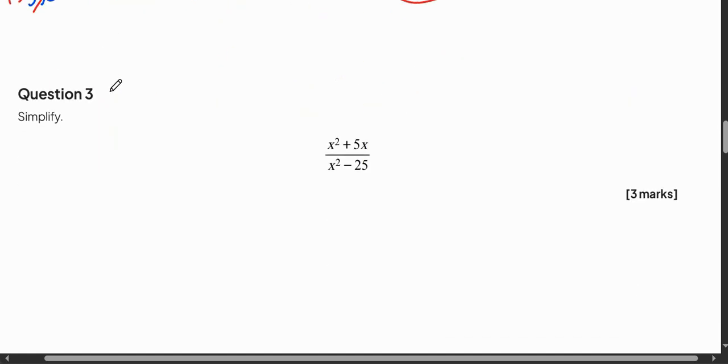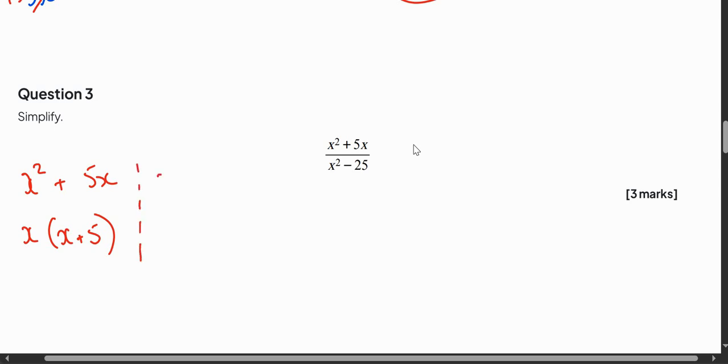Now many students have difficulty in this question. X square plus 5x upon x square minus 25. Look, my recommendation is for you guys is to solve it independently. For example like this. X square plus 5x, take x as common. So this becomes x bracket x plus 5. I just took one x out, so only one x remained inside and this x is gone.